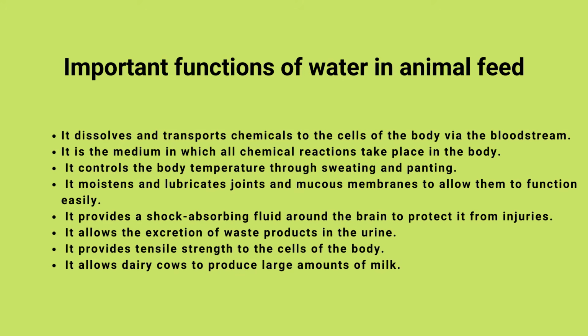Now another important aspect of water in an animal feed is that it controls the body temperature through sweating and panting. Even with us as humans, if it's hot, your brain will tell you that you need water. And why is that so? Because there are a lot of chemical reactions that happen and you will get dehydrated. So a lot of water will be used in the system and you will need to hydrate as often as you can. Right? And if it's sunny, if the temperatures are high, you will be sweating a lot.